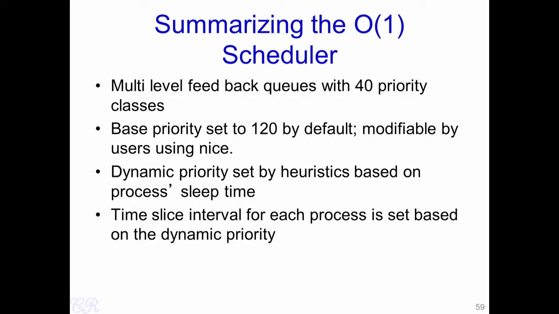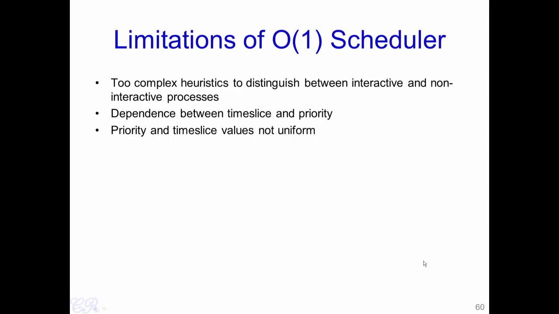The base priority is set to 120, but modifiable by the use of the command called nice. The dynamic priority set by heuristics is based on the process's average sleep time. The time slice interval for each process is set based on the dynamic priority. So, the limitations of the O(1) scheduler are as follows.